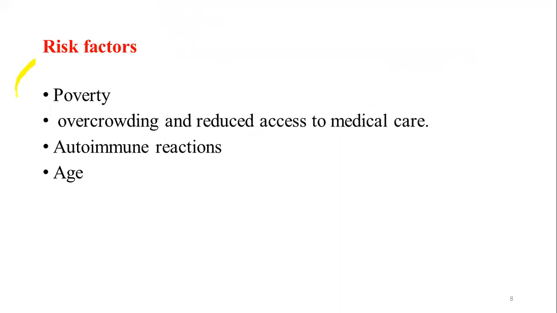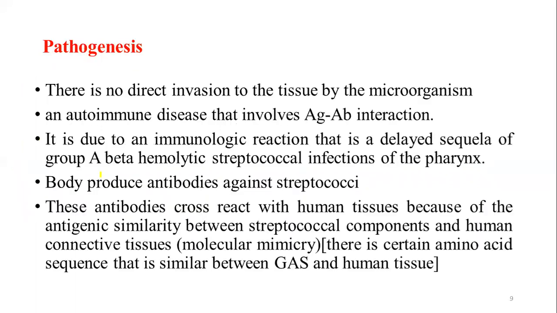Then what are the possible risk factors? The risk factors are poverty, overcrowding, maybe the autoimmune condition of the patient, and the age of the patient, very common in children. Then when you look at the pathogenesis of this condition, remember there is no direct invasion of the tissue by the microorganism. It only affects what? The pharyngitis.